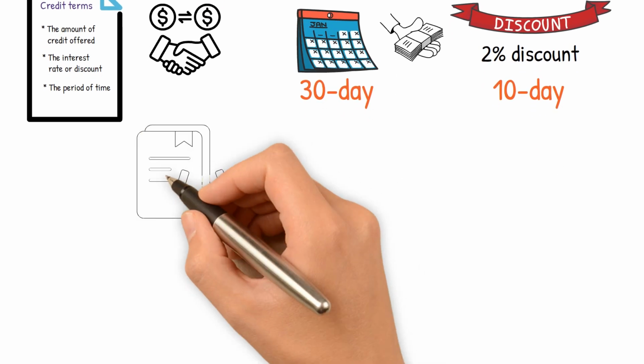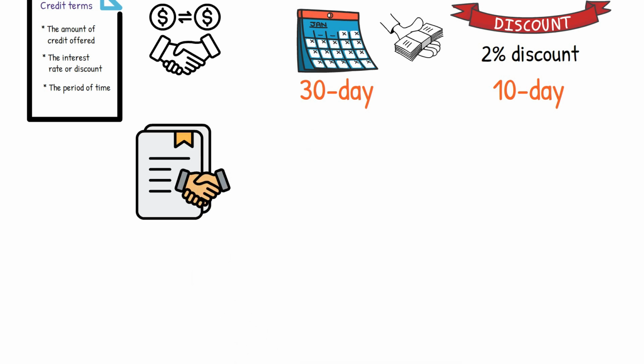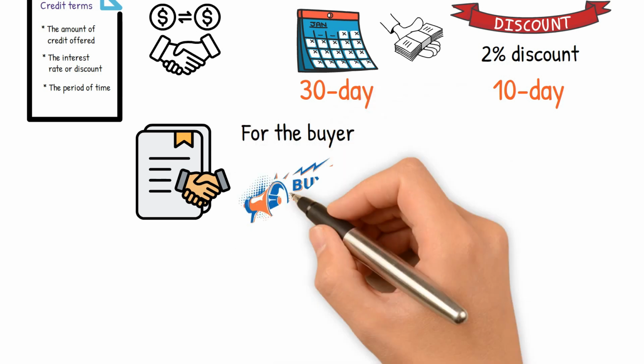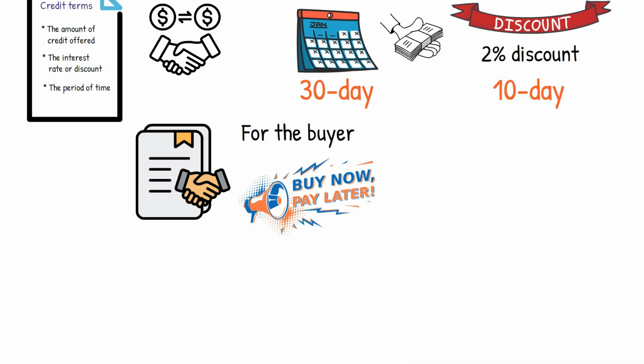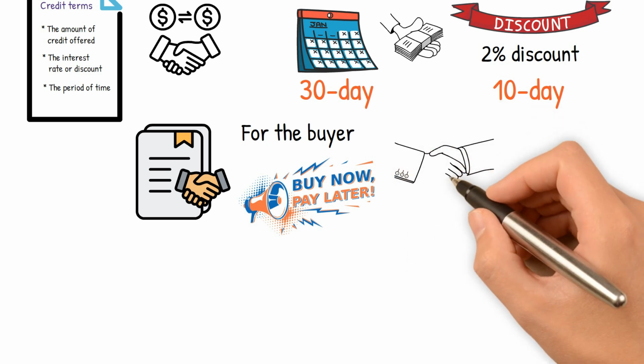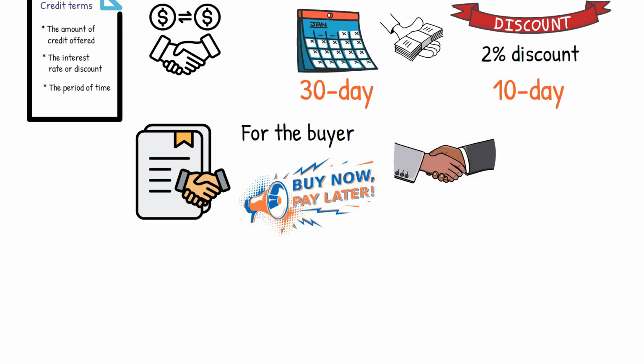Credit terms are essential for both the buyer and the seller, and credit terms help the seller manage cash flow and reduce non-payment risk. For the buyer, credit terms provide an opportunity to purchase goods or services without paying for them immediately, which can be beneficial for managing cash flow. Both parties must understand and agree to the credit terms before entering a transaction. This can help prevent misunderstandings or disputes over payment terms down the line.